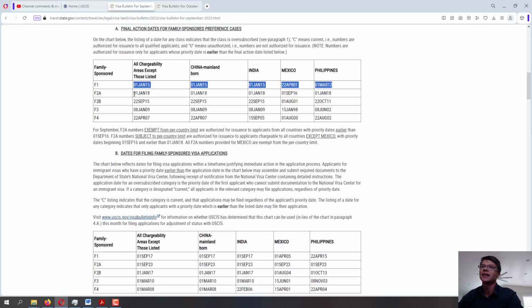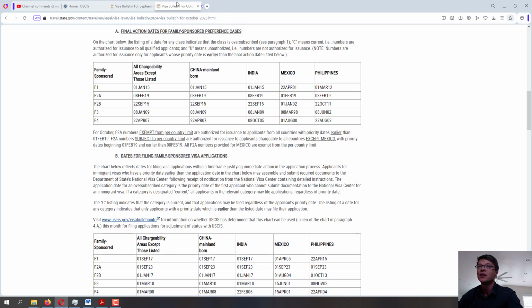Let's take a look at the F2A. Again, this is September, and in September we had January 2018 for China, same thing for India, September 2016 for Mexico, and again January 2018 for Philippines. Let's look at the October 2023 now.